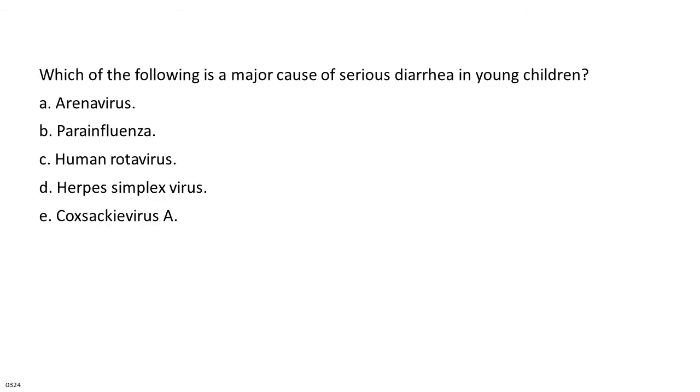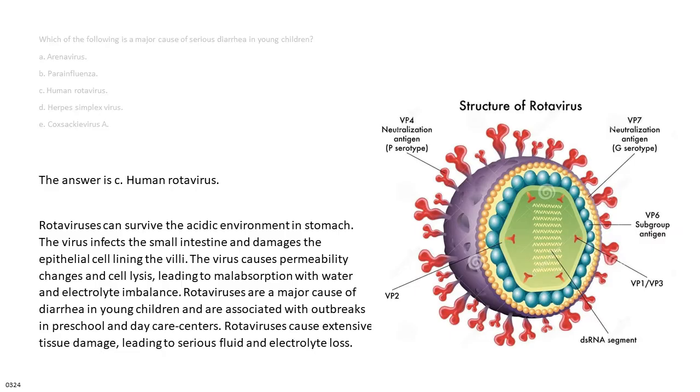Which of the following is a major cause of serious diarrhea in young children? A. Arenavirus. B. Parainfluenza. C. Human rotavirus. D. Herpes simplex virus. E. Coxsackie virus A. The answer is C. Human rotavirus.